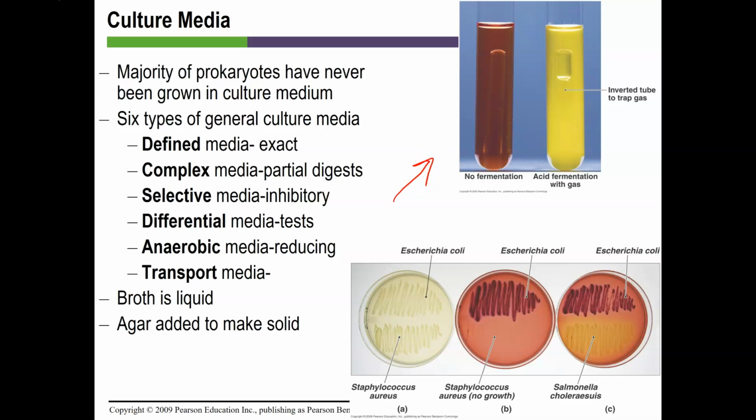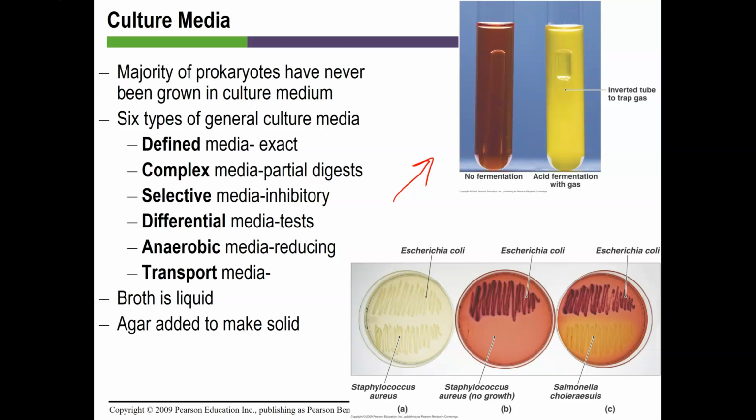This is a broth that changes color. There's a pH indicator in the medium, and if the organism can ferment a sugar, acids are produced which lower the pH. The pH indicator shifts color with the change in pH, so when you see that color shift, you know that that's a positive result. We'll use several differential media tests on the unknown project.